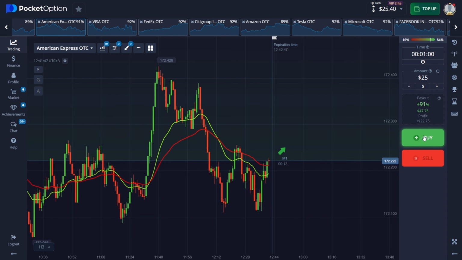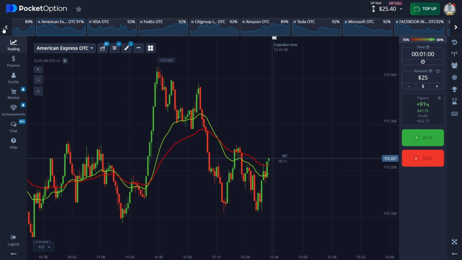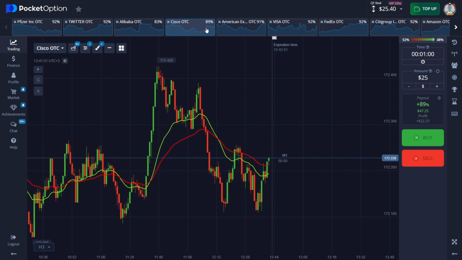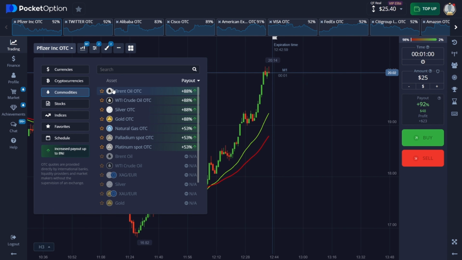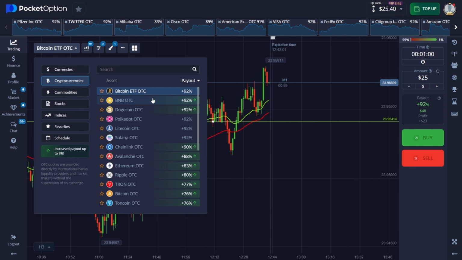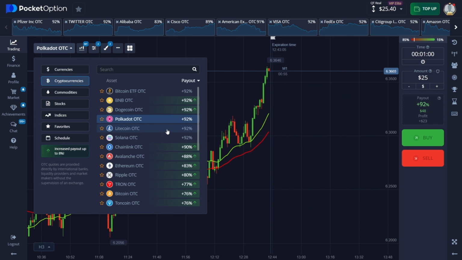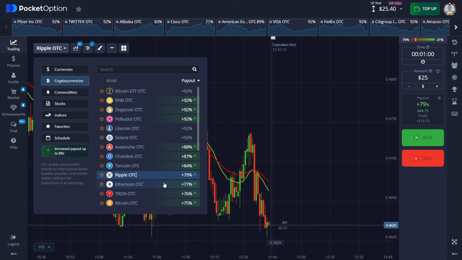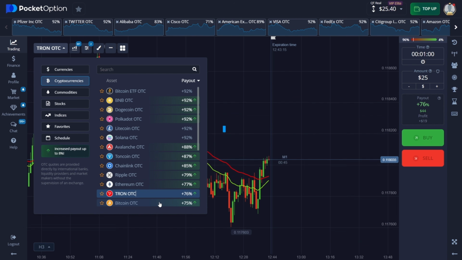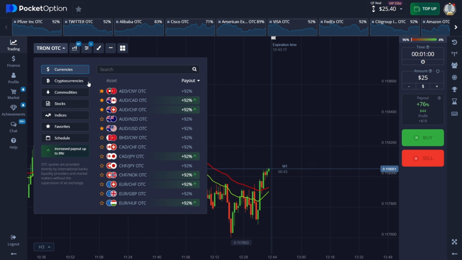Here we have a trade on American Express OTC, but the candle is already up, so we will avoid it. Let's find a trade in cryptocurrencies. No trades are available in cryptocurrencies. Now, let's look for trades in currency pairs.